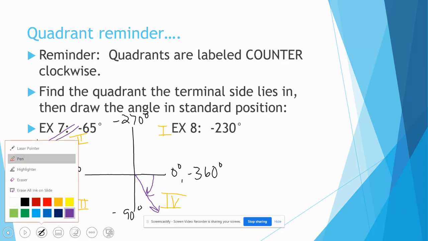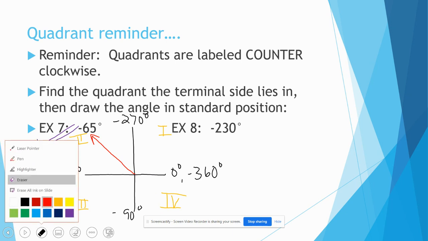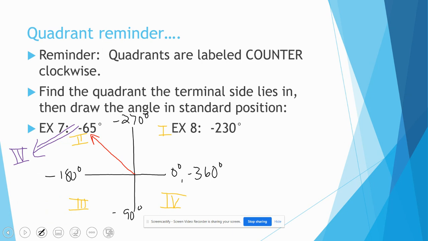And for our negative 230, negative 230 is between negative 180 and negative 270. Maybe about right here. We're not going a full 360 degrees, so I don't need to worry about that. Start at my initial side and come around clockwise. And we are stopping in quadrant 2.